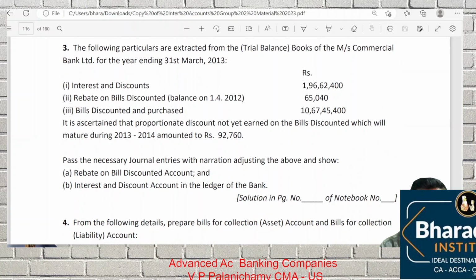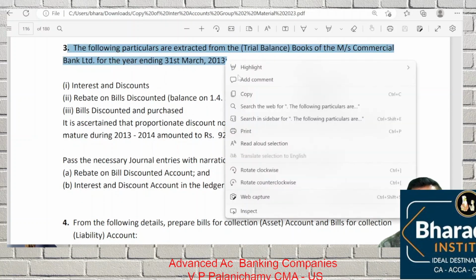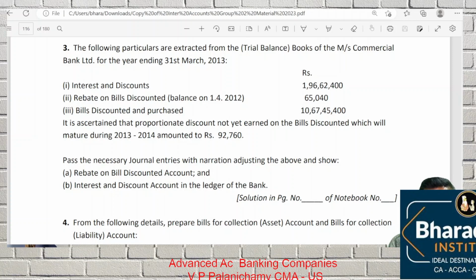Read the question. Interest and discount is given to us. Rebate on bill discounted opening balance is given to us. Bill discounted and purchased is given to us. And the discount falling in the next year is given to us. Closing rebate is given to us.